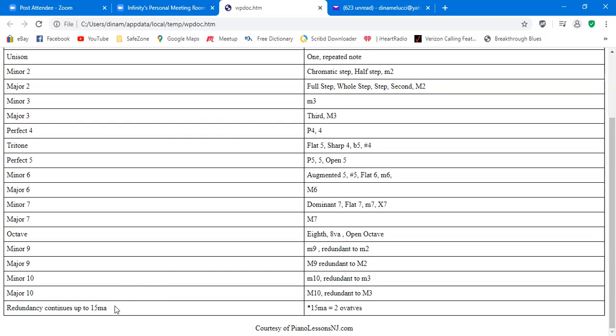And that redundancy would continue up once you reach the second octave. It's called a 15th, all right, or the abbreviation is 15MA. All right, so that is all of the intervals and all of the interval names. Please study the document carefully and try to remember the names of all the intervals.